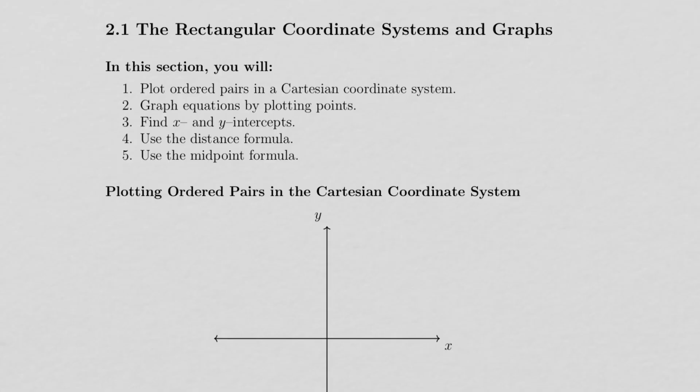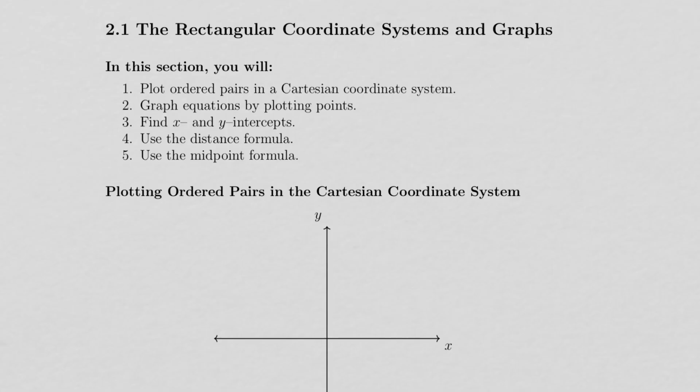This video lecture is going to be on section 2.1, which talks about the rectangular coordinate system and some basic ideas of graphs, mostly linear graphs. The things that you'll learn in this section will remind you how to plot ordered pairs on a Cartesian coordinate system. We'll graph equations by plotting points, and mostly that'll be lines. We'll find the x and y intercepts of graphs. Again, mostly we'll deal with lines. We will review how to compute the distance between 2 points, so the distance formula, and then the midpoint between 2 points.